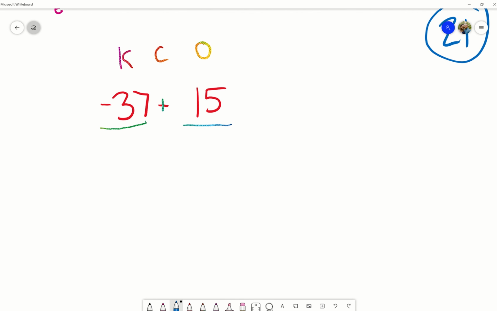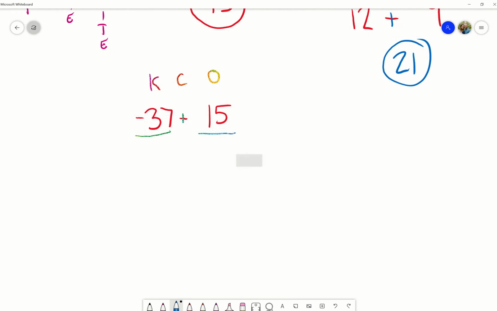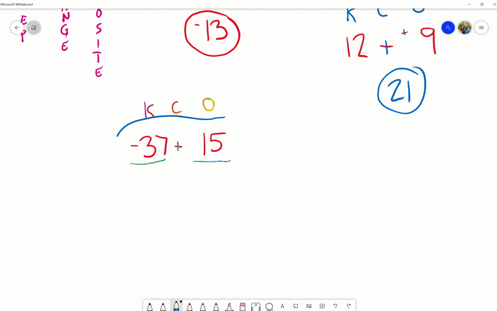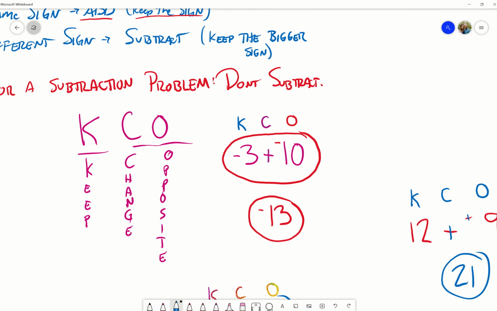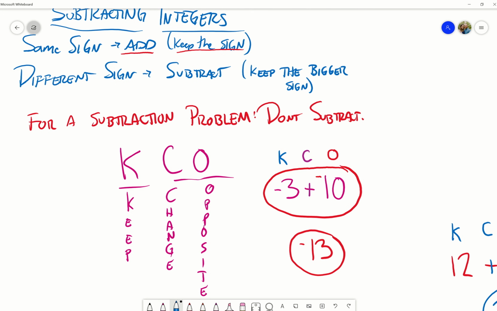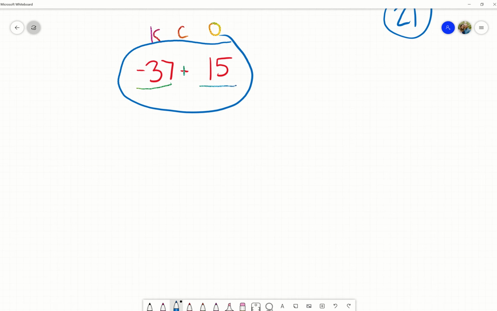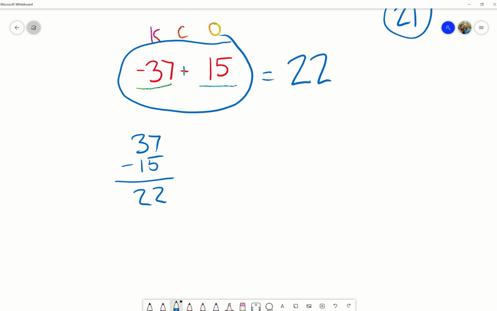Now I have an addition problem with different signs. Do you remember how I solve an addition problem with different signs? I subtract, and then I keep the bigger sign. So I'm going to subtract these numbers: 37 minus 15 gives me 22. And since there's more value in 37, and that's my negative, my answer is negative 22.